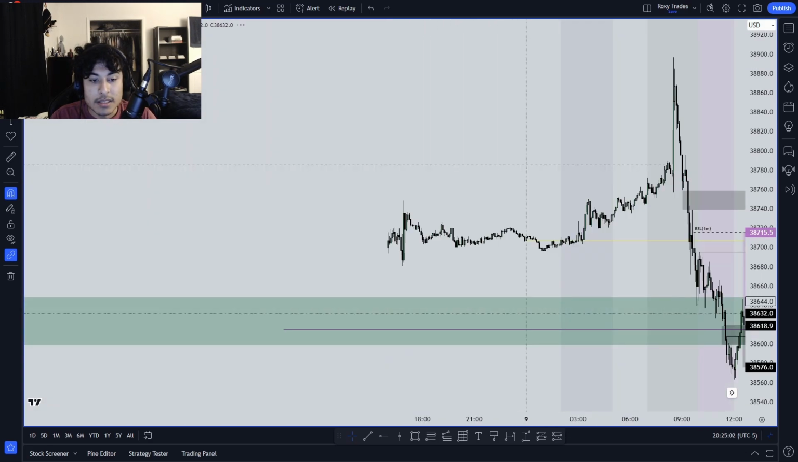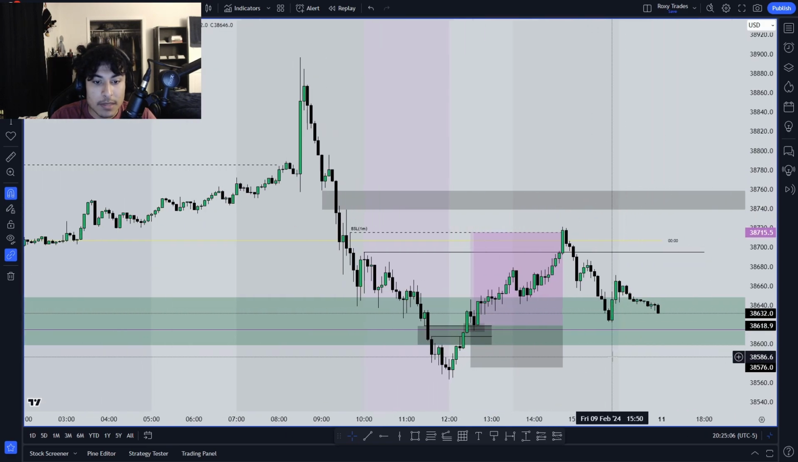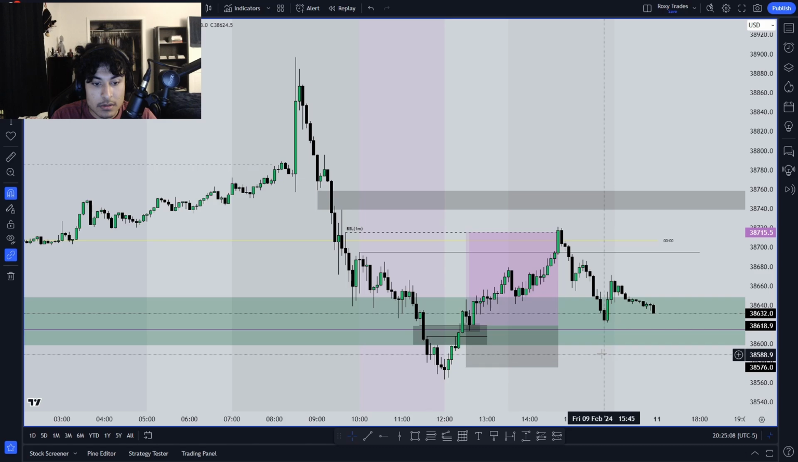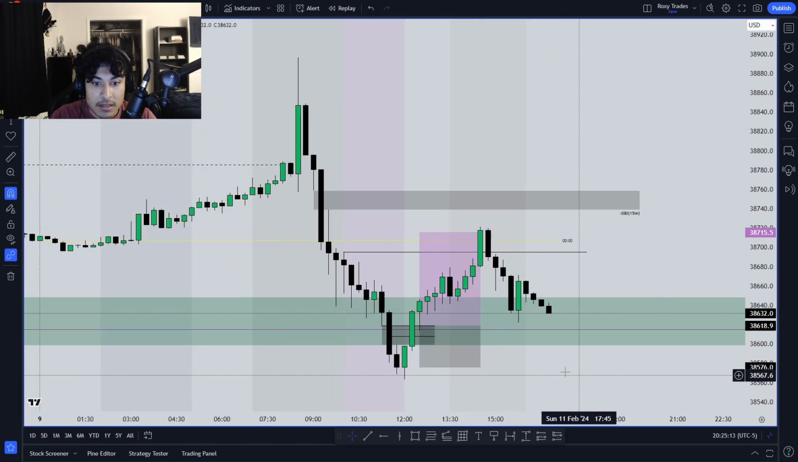The main reason why is because I entered on the 5-minute. If I entered on the 5-minute, I'm not going to use any 1-minute confluences to move my stop. I'm going to use 5-minute or 15-minute confluences. So whenever I was in profit above this 15 minutes right here, changing the state of delivery, that's when I move my stop loss.